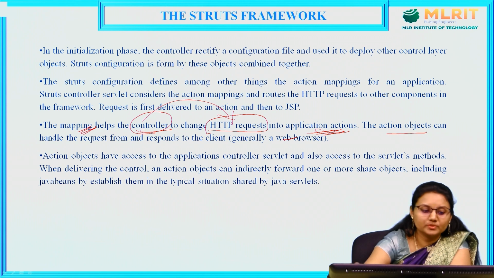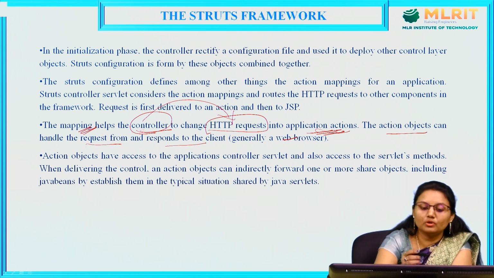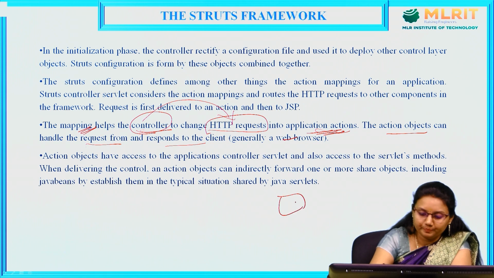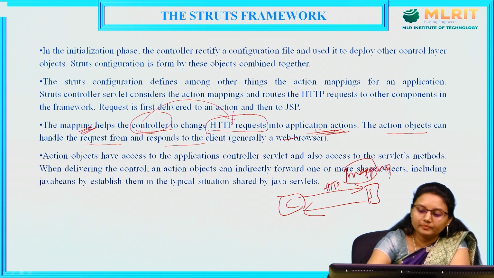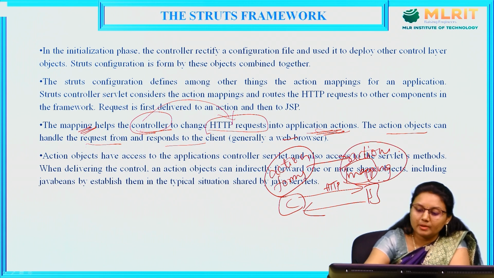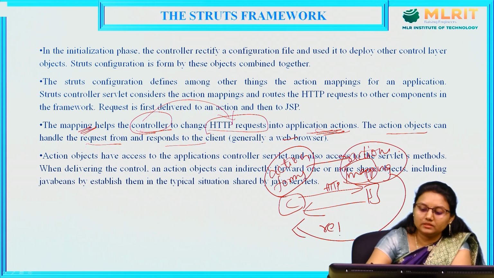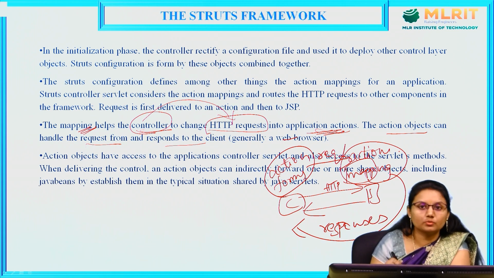The action objects can handle the request and response to the client. So, it takes the client server request and sends the responses. In between, who is acting? You have HTTP who is transporting. You have action mappings and action forms. It will take the request, send, action mapping converts it to application and sends back the responses. And here is the request. So, this is what actually happens.